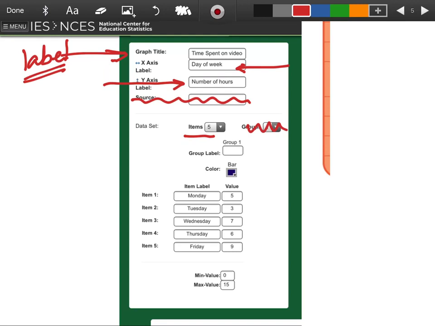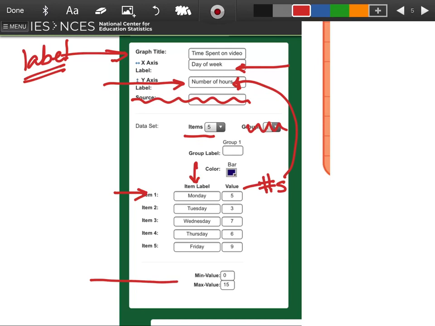Okay, so we're going to keep going. On my items, I then have to list my items. So I've got items are Monday, Tuesday, Wednesday, Thursday, Friday. And my values are my numbers. Okay, so when I say my numbers, this is talking about the number of hours. That's where it comes back to. So on Monday, you've got 5 hours, Tuesday 3, Wednesday 7, Thursday 6, and Friday is 9.